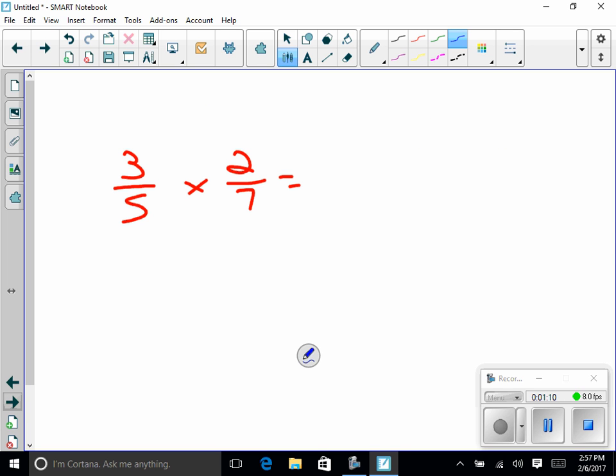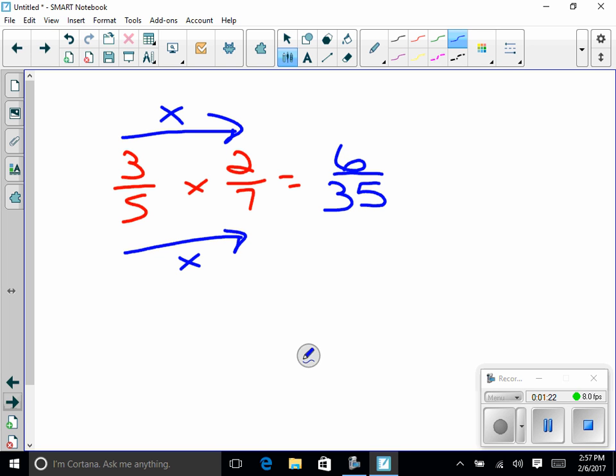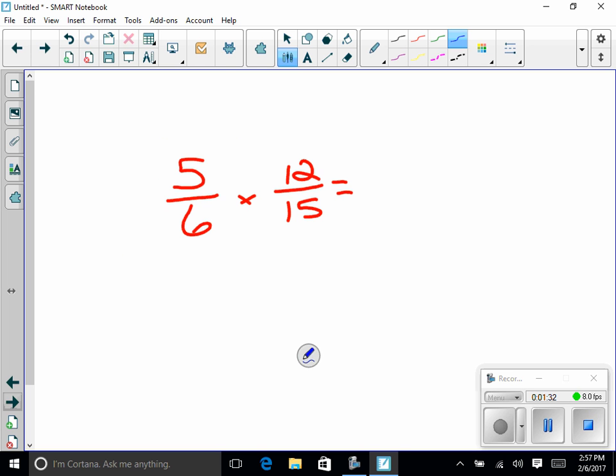We have 3/5 times 2/7. Real simple. Just have to multiply once again, straight across, straight across. 3 times 2 is 6. 5 times 7 is 35. Okay? It's done. That one cannot be reduced. If you'd ever have to reduce or you come across an improper fraction, yes, you're going to have to fix that. Next, I'm going to work on some tricks.